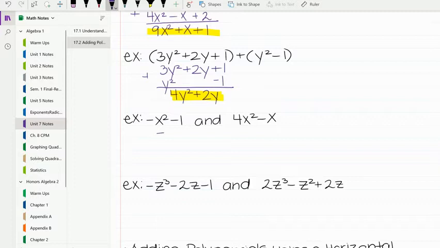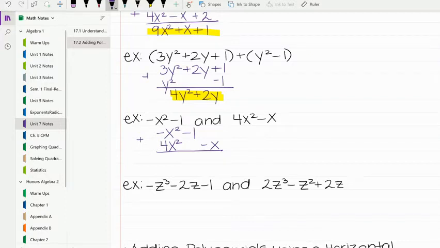Okay, looking at the next one. We have negative x squared and then negative 1. Now, we might want to change how we wrote this because looking at it, I would have 4x squared, but I can't add negative x to the negative 1. So you have a couple options. I might just put the negative x on the outside like that, or you can move over the 1 and put the x in the middle. But what you need to know is that you can only add the like terms.